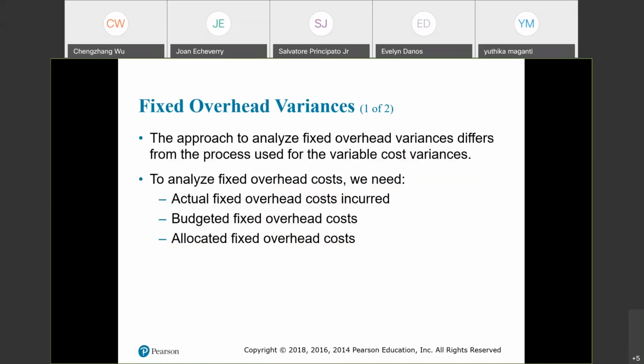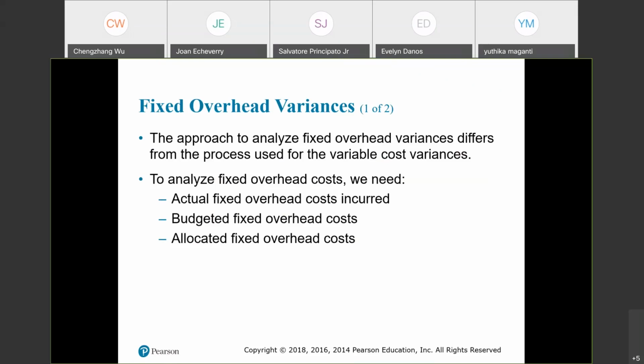Finally, let's take a look at the fixed part. The three production costs analyzed so far are variable costs. So the analysis is similar for direct material, direct labor, and variable overhead. But this company uses a slightly different approach to analyze the fixed part. Here it is the fixed overhead variance.